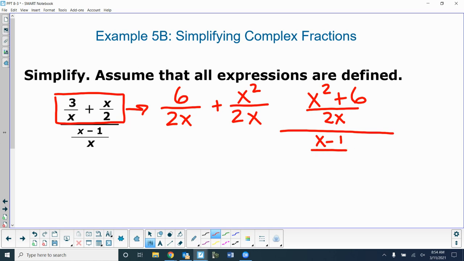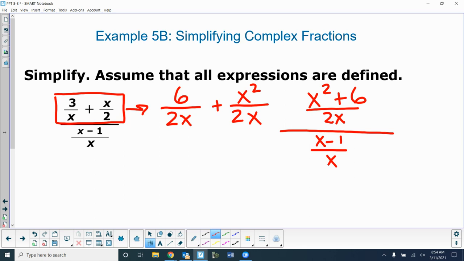So here's the complex fraction. This is what it looks like right now. You understand that? I didn't have to do anything to this fraction. It's already just a fraction. We want to make two fractions into one, add or subtract if we have to do that first.